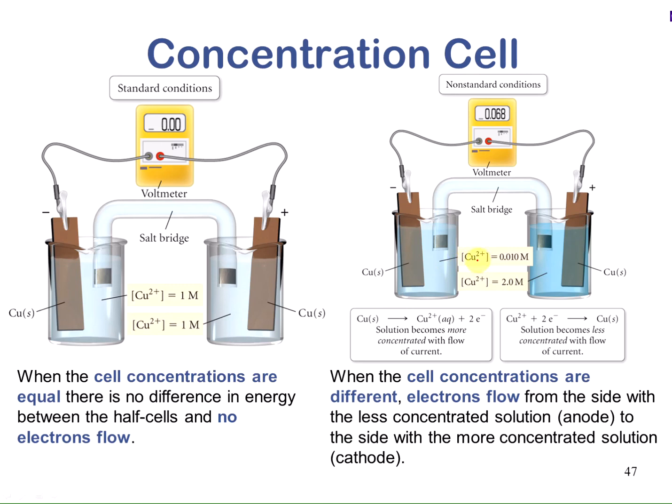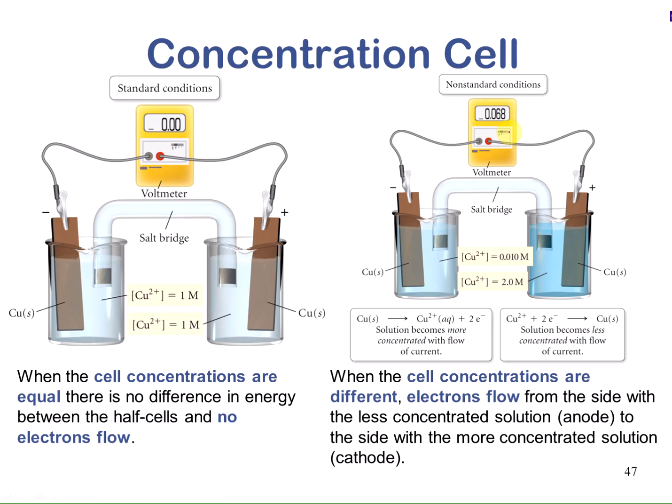But if we change the concentrations, in this first cell we have a copper 2 plus concentration of 0.010 molar, and the other one has a 2 molar concentration. So this one's more concentrated in ions, and this one's less concentrated. And if we measure the voltage difference in the system, it's 0.068 volts.